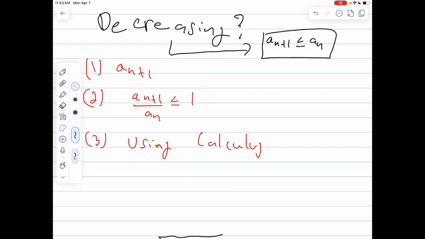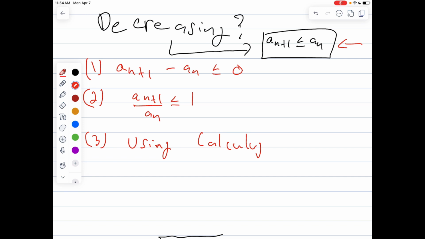The first method, let me rewrite what I have for number one, is by showing that a sub n plus 1 minus a sub n is less than or equal to 0. That's just a take on this by subtracting a sub n on both sides. The second method is, if your terms are positive, then you can show that a sub n plus 1 over a sub n is less than or equal to 1. And the third method is using calculus for certain types of sequences.